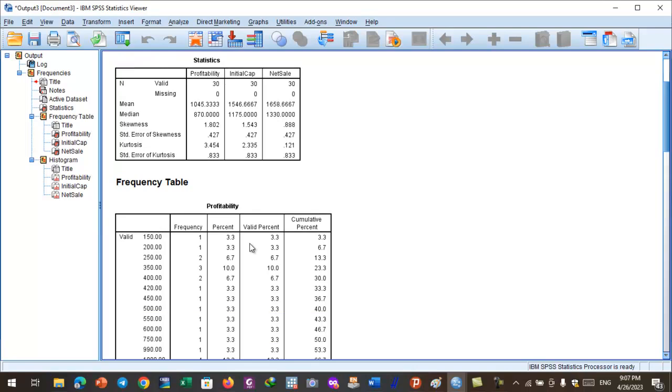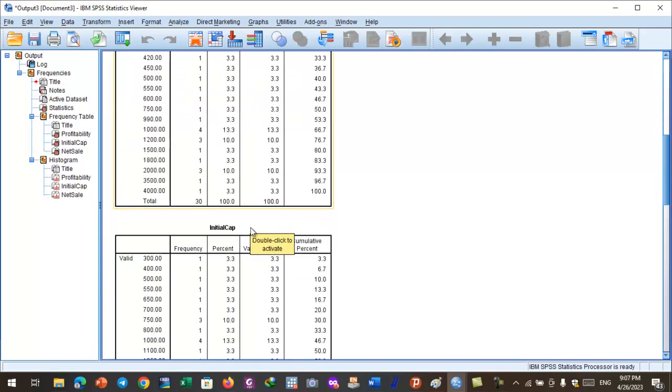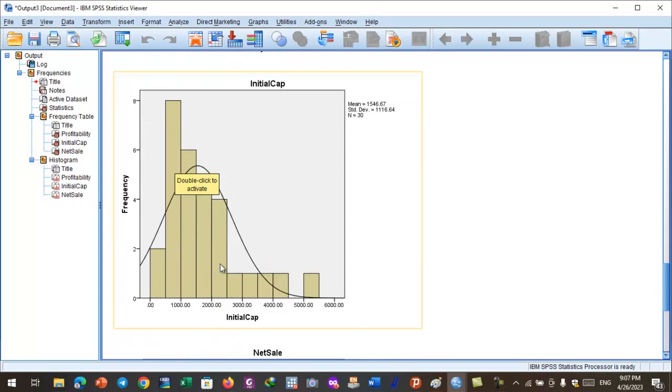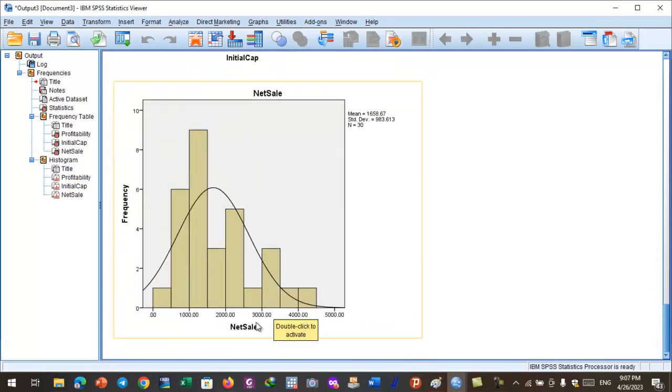But for our case, let us go to the histogram and just simply observe. Okay, look at profitability here. Seems not normally distributed. A normally distributed data is a data that makes a true bell shape, that is distributed equally right and left. But here, as you see, it is negatively skewed. Initial capital, again, it is negatively skewed. Net sale, it is a little bit normally distributed, but is still negatively skewed.